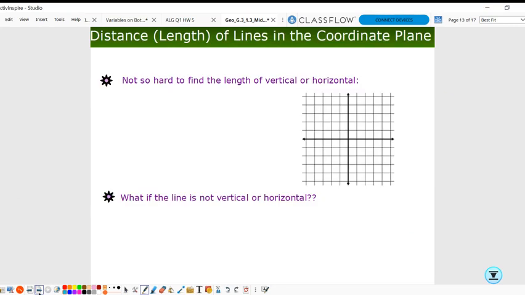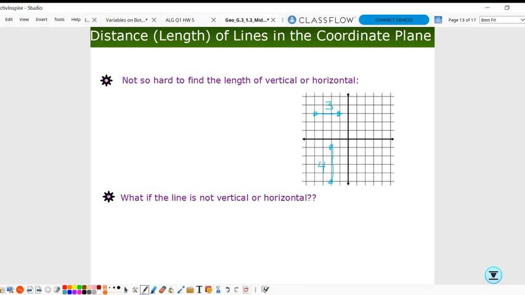If I want to find the distance of lines on a coordinate plane, it's not that hard if it's horizontal or vertical. If I have 2 points, and we did an example like this in our last lesson, I can just count the distance between those 2 points. 1, 2, 3. That has a distance of 3. If it's vertical, counting the distance, 1, 2, 3, 4.